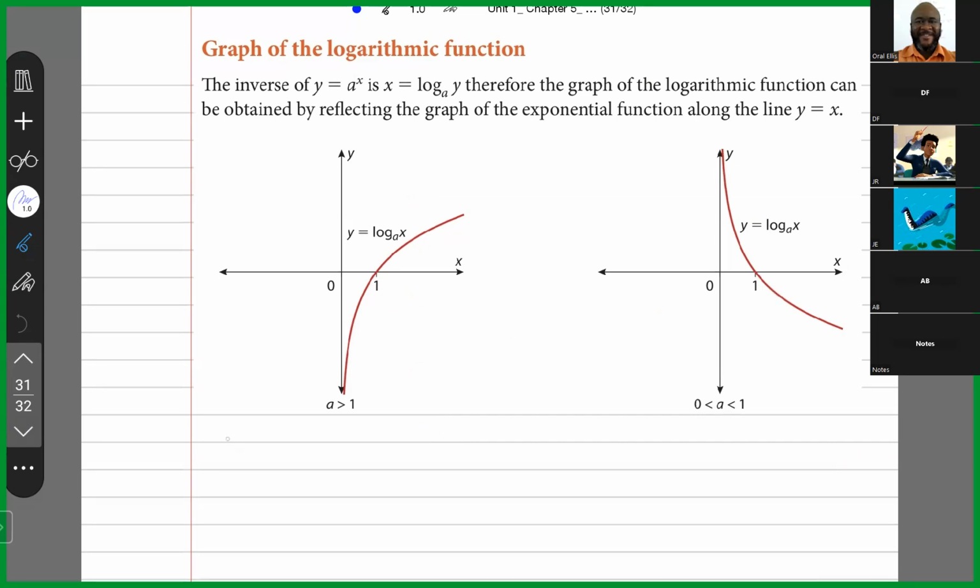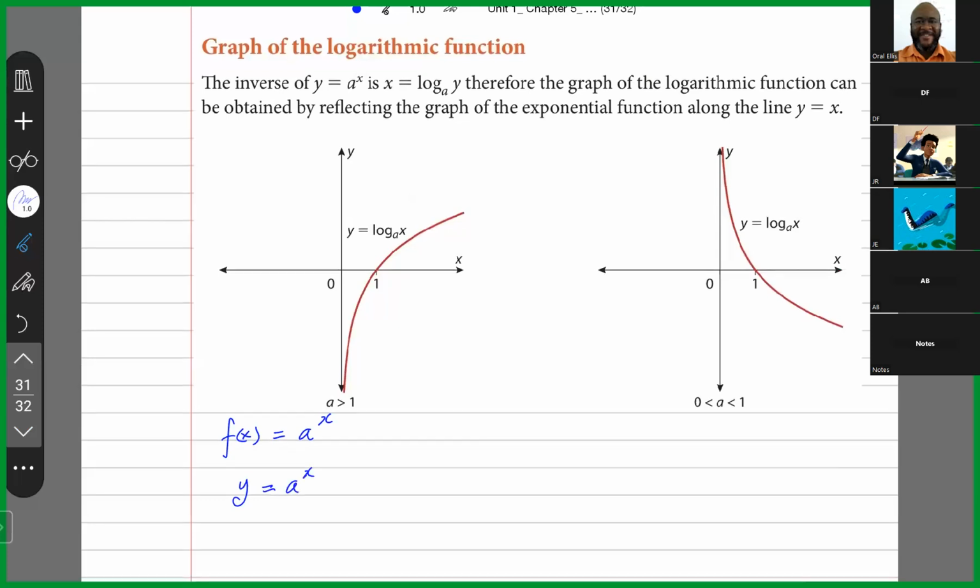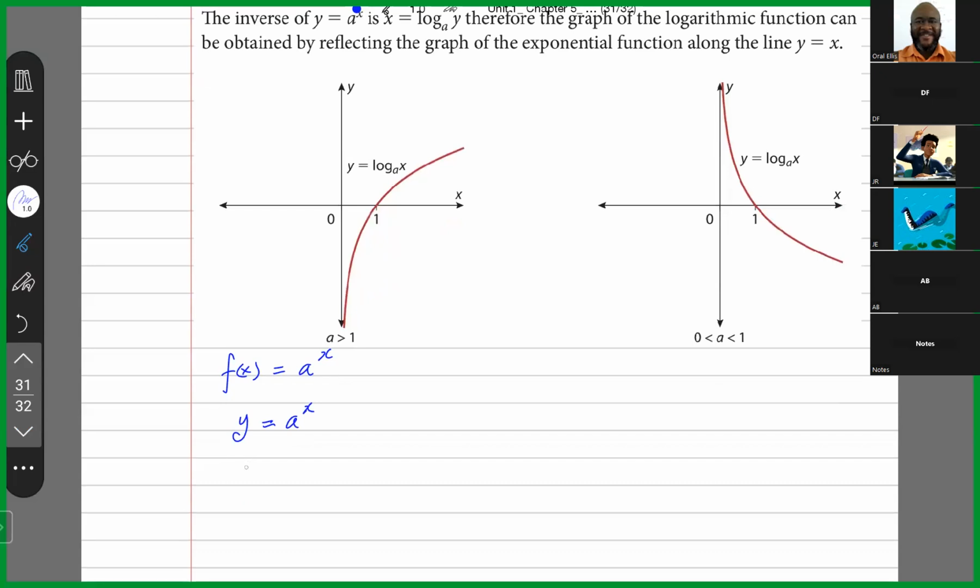That if you have f of x is equal to a to the x, that the inverse, let me see, y is equal to a to the x. Just running through something quickly. Let's take log to the base a of both sides. So let's interchange x and y. So we have x is equal to a to the y. Let us now make y the subject.